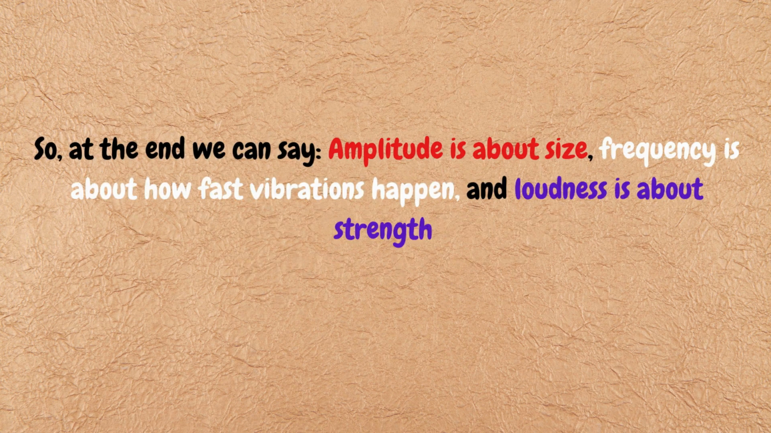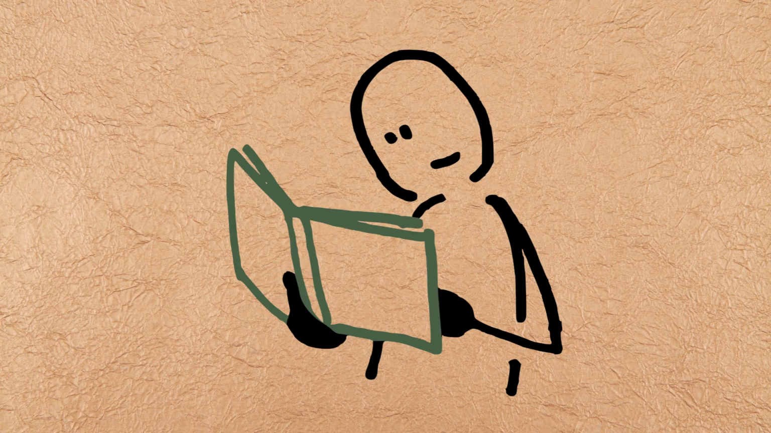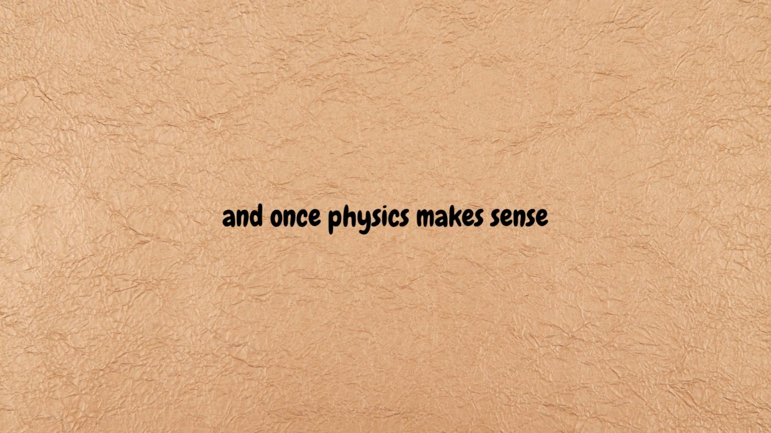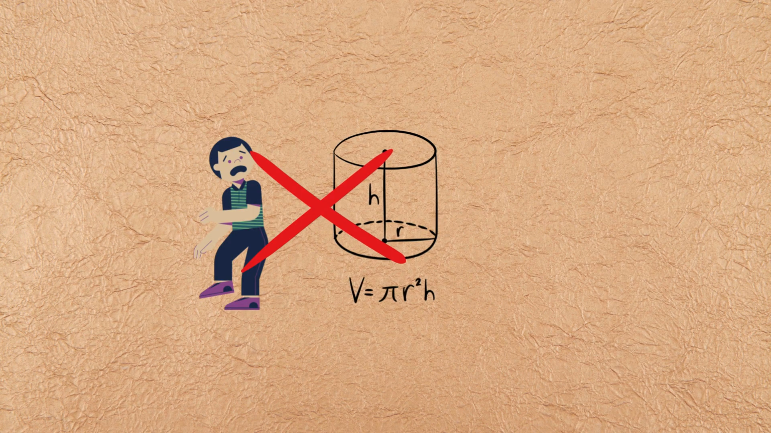So at the end we can say amplitude is about size, frequency is about how fast vibrations happen, and loudness is about strength. If this explanation finally made sense, congratulations, you didn't memorize physics today, you understood it. And once physics makes sense, it never scares you again.